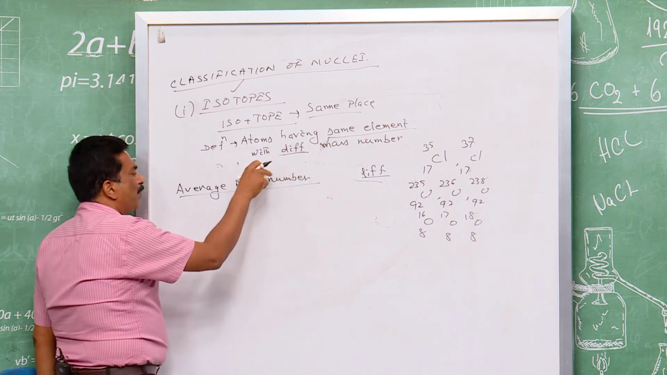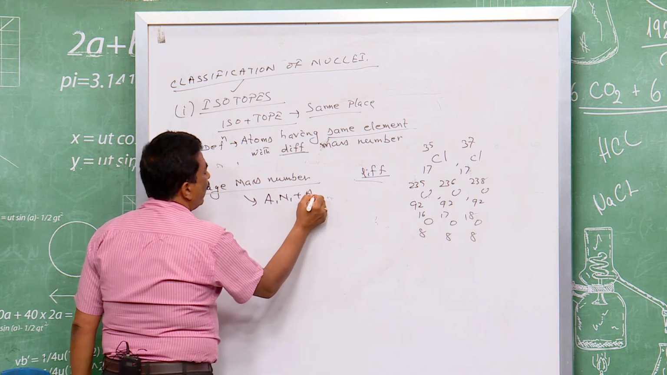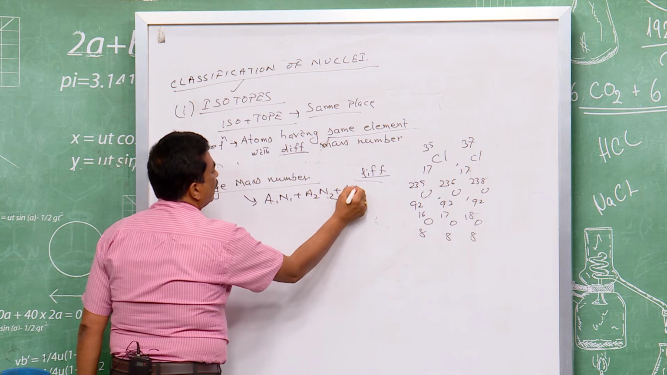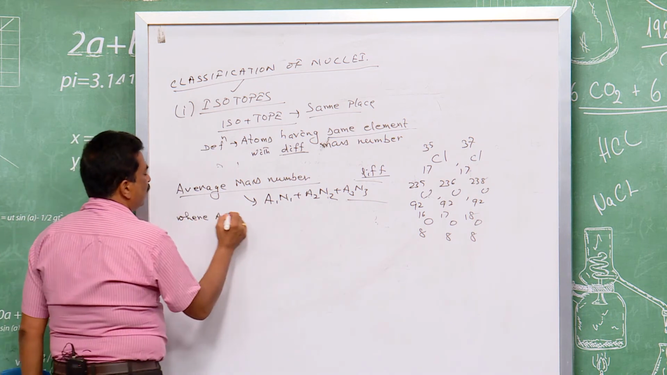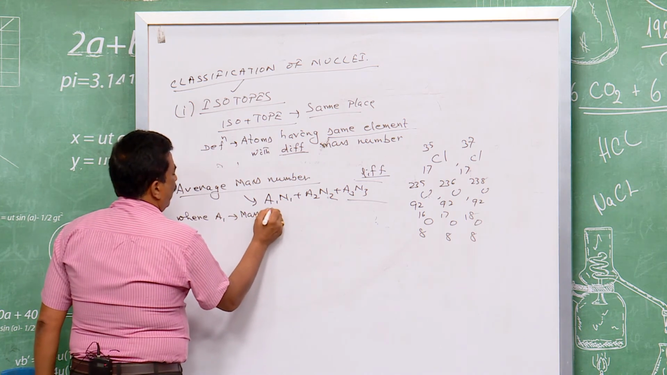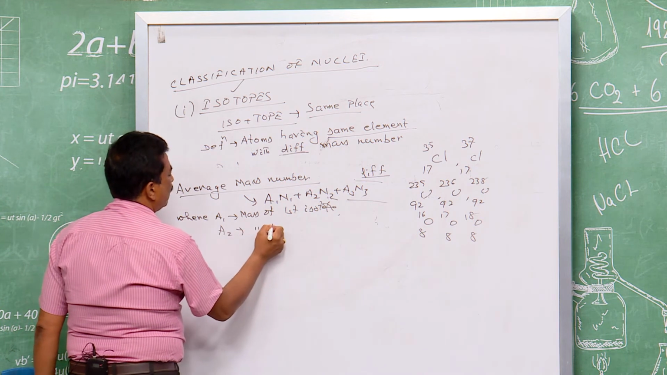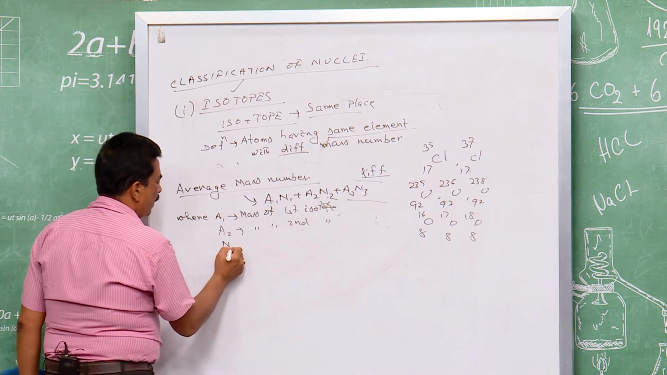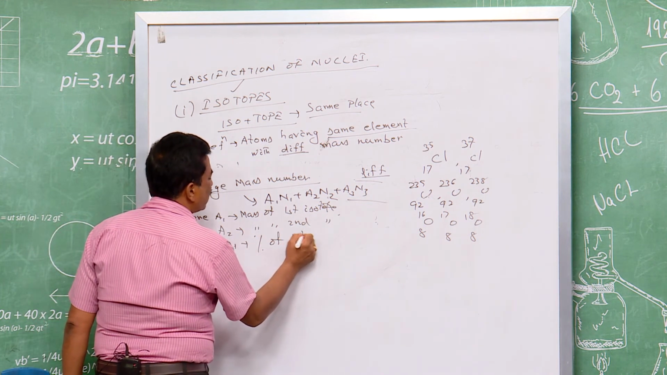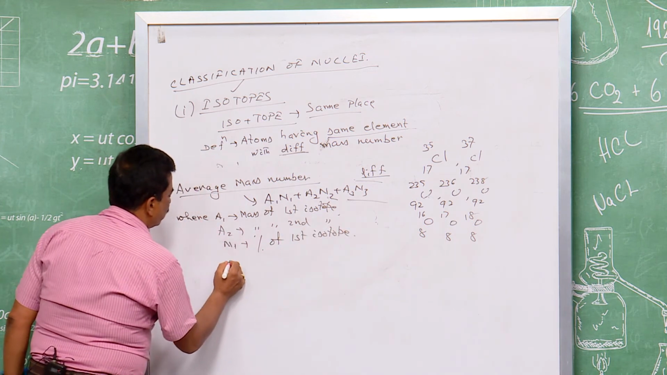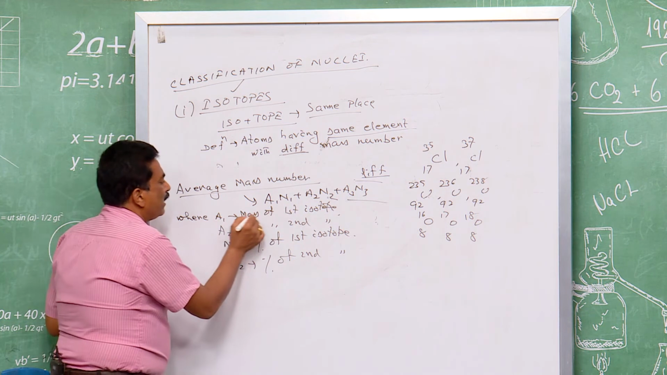Therefore, in order to find the average, the average will be the sum of A1 N1 plus A2 N2 plus A3 N3, likewise. That is the average you have to take, where A1 is the mass of the first isotope, A2 is the mass of the second isotope, N1 is the percentage of the first isotope, and N2 is the percentage of the second isotope. Clearly go through this. A1 is the mass of the first isotope.